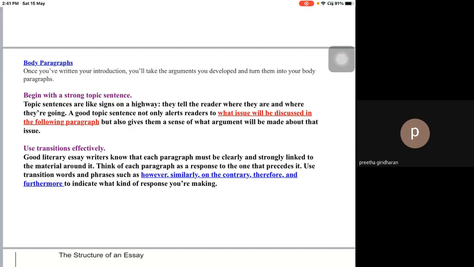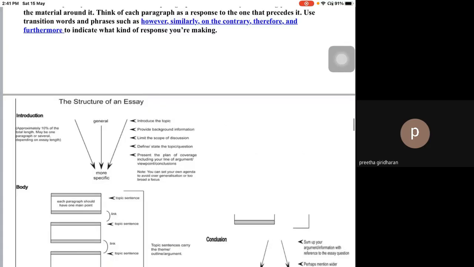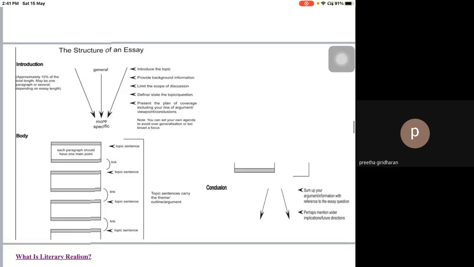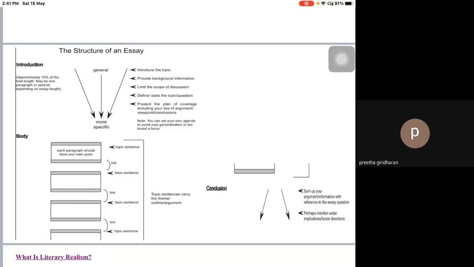Now I'll show you the structure of an essay here. You can see typically how an essay should be constructed. On the left side, you see the introduction, which is about 10% of the total length of your essay. Maybe one paragraph or several, depending on the length of the essay that you're required to write. That's the general part of it. The introduction is the general part of the essay.